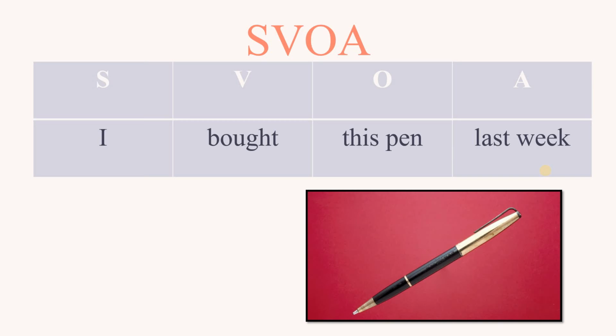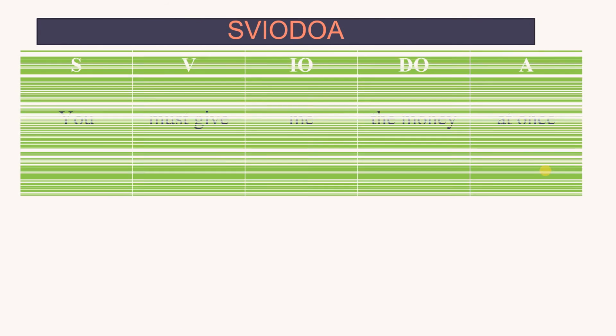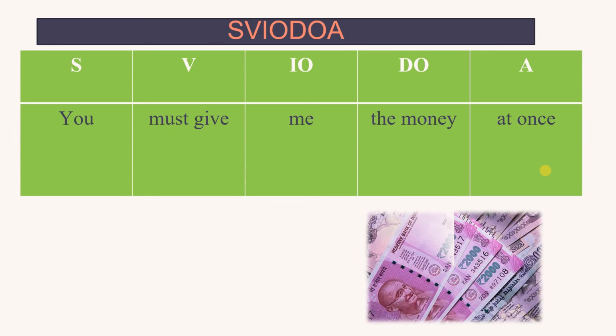SVOA. I bought this pen last week. I is the subject, bought is the verb, this pen is the object, last week. So when, that is the A, adjunct. SVIODO. You must give me the money at once. You is the subject, must give the verb, me is the IO, the money the DO, at once. So that is adjunct.